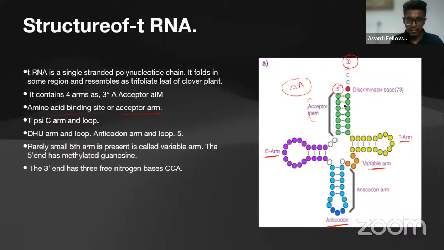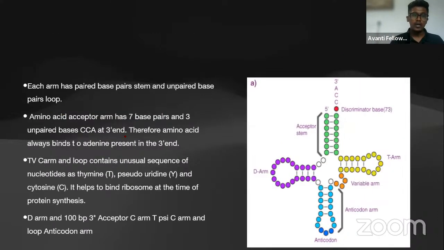So this is called the amino acid acceptor arm. Next one, what do you have? We have the DHU arm, or it is also called the D arm. And then we have the anticodon loop. And then we have the T-psi-C loop. And then we have the T arm. And then we have the 3'. Got it? Now each of these has a specific function. So let's see what this specific function is.